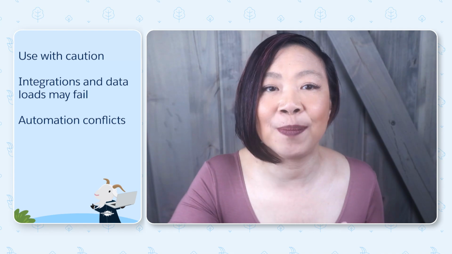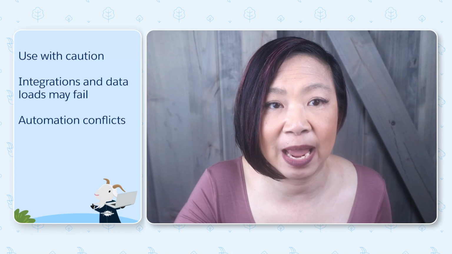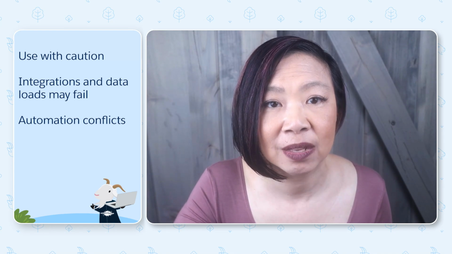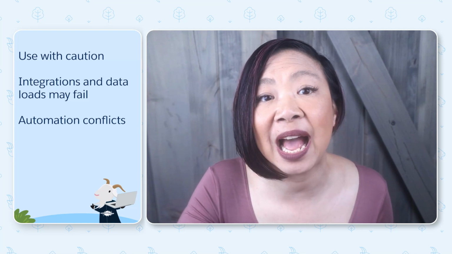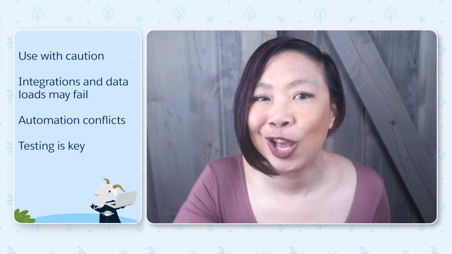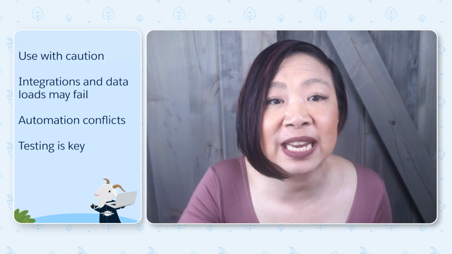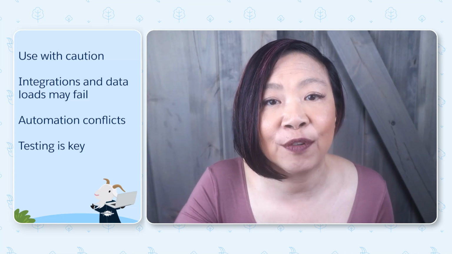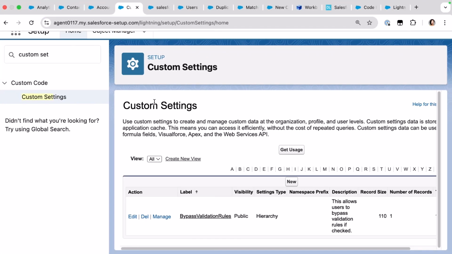Now let's think about automation conflicts. Test your validation rules against flows and Apex on the same object. A validation rule could prevent your automation from working correctly, leading to unexpected behavior and data inconsistencies. As admins, you always build and test in a sandbox first, and test every scenario. This includes testing with different user scenarios, integrations, and automation. So let me show you a simple example of how to bypass a validation rule for specific users or processes.